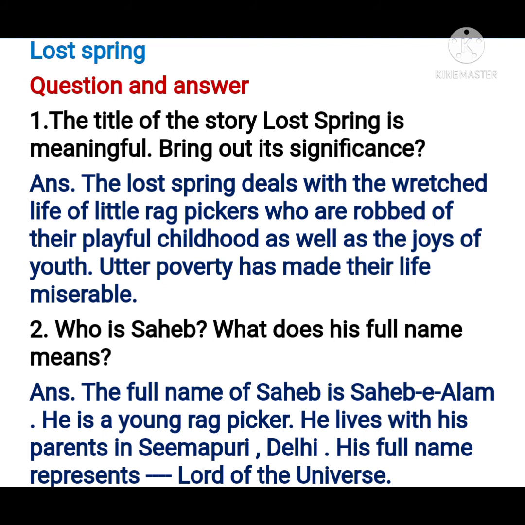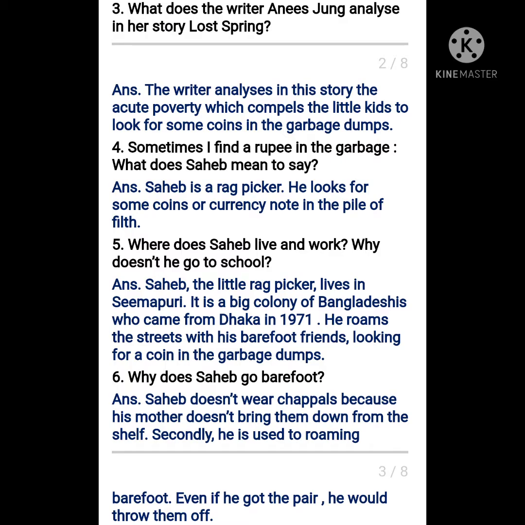Who is Saheb-e-Alam? What does his full name mean? The answer: the full name of Saheb is Saheb-e-Alam. He is a young rag picker. He lives with his parents in Seemapuri, Delhi. His full name represents Lord of the Universe.